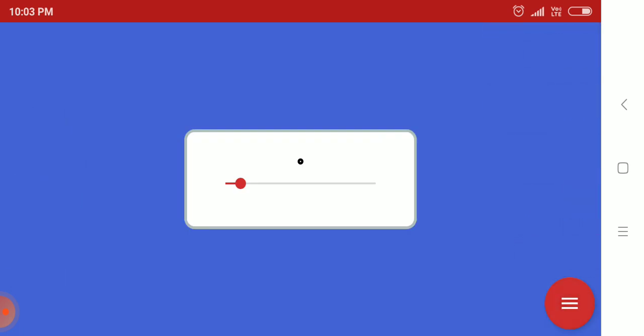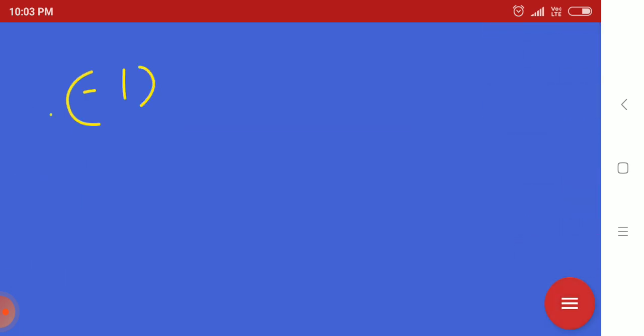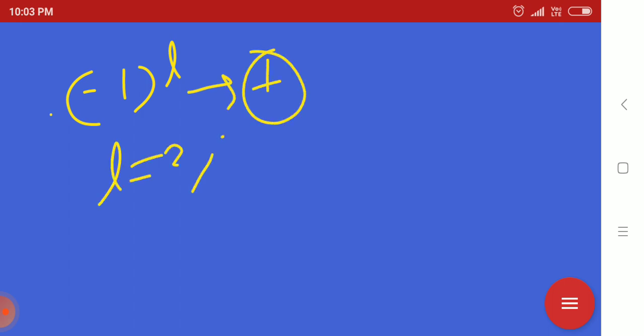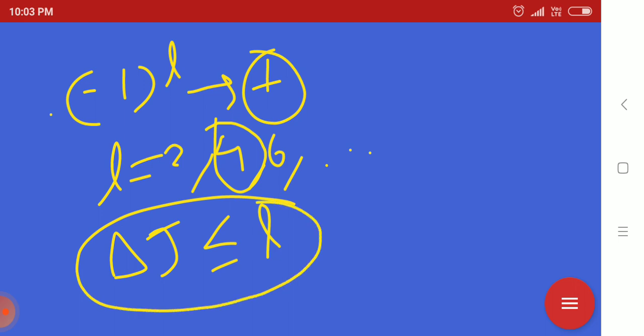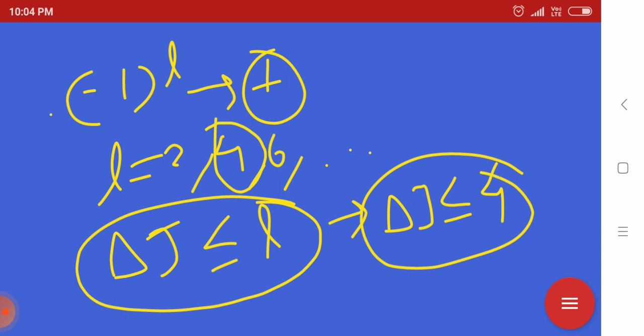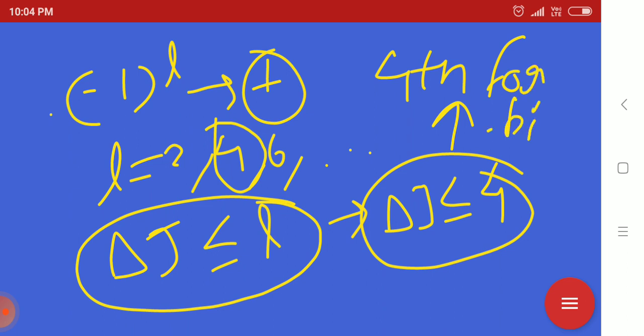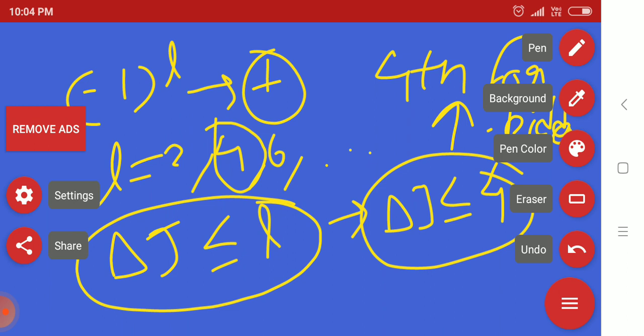So let's start. How can we decide? Here (-1) to the power L, and parity is plus. Parity plus means the L value should be 2, 4, 6. That means L can be 4 here. L equal to 4 means delta J less than or equal to L is satisfied, because we can write delta J less than or equal to 4. That means it is fourth forbidden beta decay. So that is the case of how we can identify forbidden beta decay using parity.